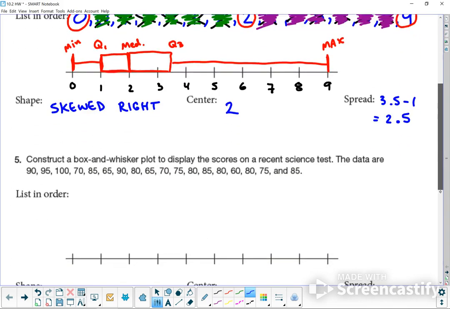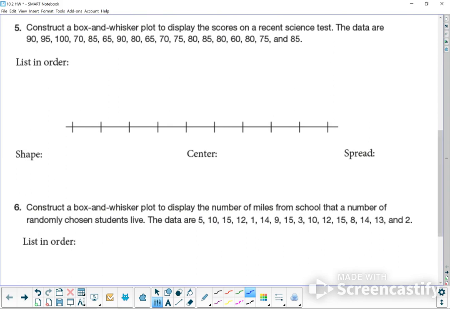All right. Number 5, construct a box and whisker. Same thing again. You're going to go ahead and list them in order. All right, so kind of looking through here. Let's see. Looks like the smallest number I have is 60. Is there anything smaller than 60? Nope. So I think it's 60. Okay. And then 65. 2 of them. Yep.